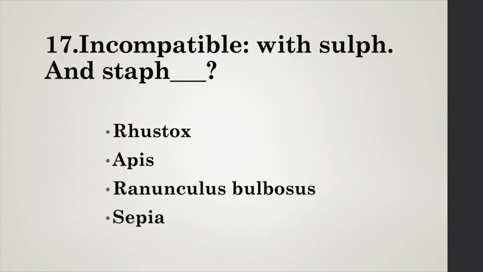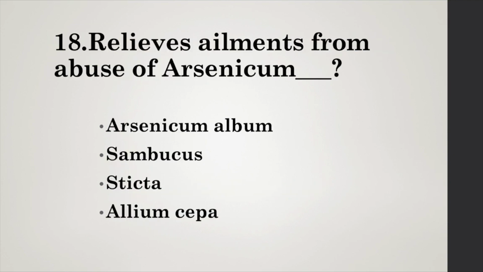Incompatible with sulfur and staphysagria. Options: rhus tox, apis, ranunculus bulbosus, sepia. Answer: ranunculus bulbosus. Relieves ailments from abuse of arsenicum. Options: arsenicum album, sambucus, stricta, and allium cepa. Answer: sambucus.